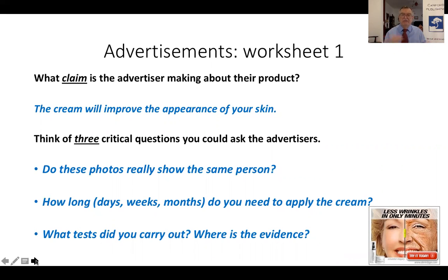And then here are 3 possible questions that the students could ask. I suggest working in pairs or small groups. Do these photos really show the same person? How many days or weeks or months do you need to apply the cream to get this result? And then very tellingly, what tests did you carry out? Where is the evidence that this actually happens?